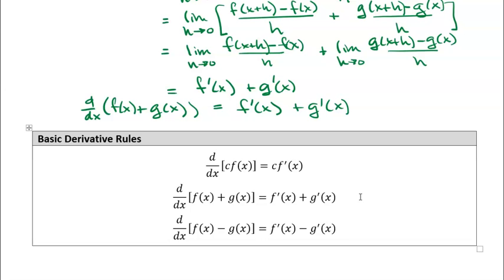All right, so in the next example, we're just going to use these new rules in combination with the power rule that we just learned, and do some more derivatives.